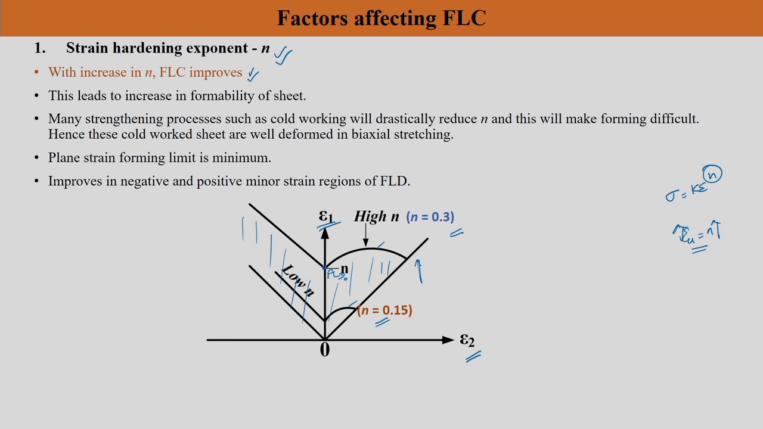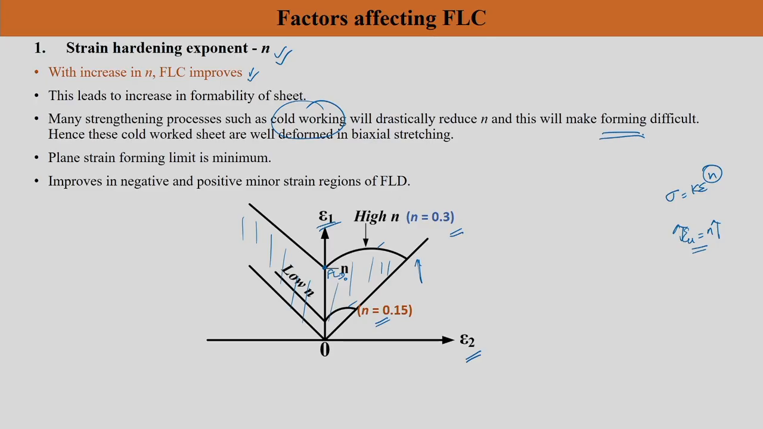But prior processing may affect the quality of the sheet, for example, cold working. By cold working, you strengthen the material, and there are a lot of chances that your n value can reduce, which means it is difficult to form the component. Moreover, we also know the plane strain mode of deformation: when you go along the y axis, you reach the forming limit curve at this location, isn't it? This particular location is actually a conservative window for your forming limit. So, for materials like cold worked materials, it is better to deform in the stretching strain path, so that you have an extra window for deforming the sheet to make the component.